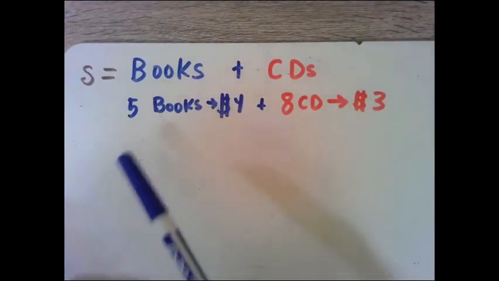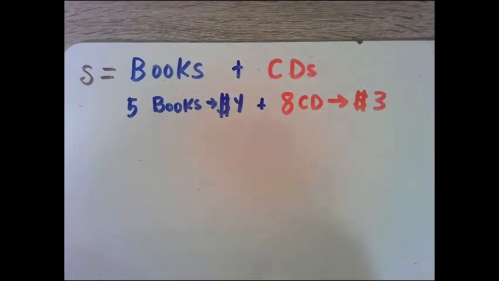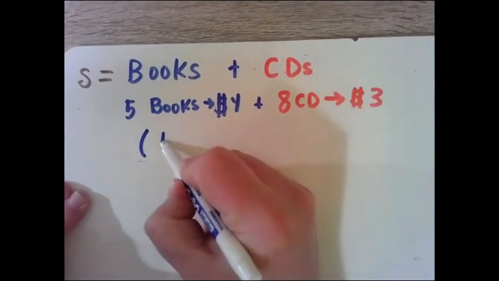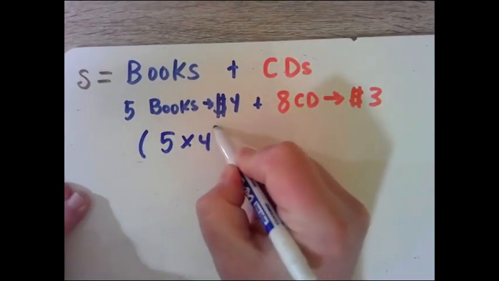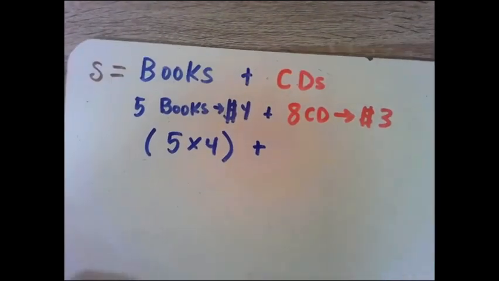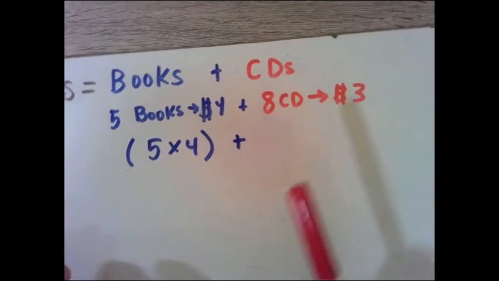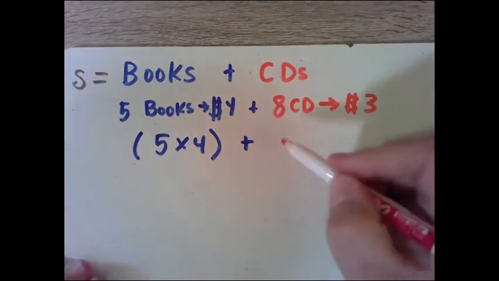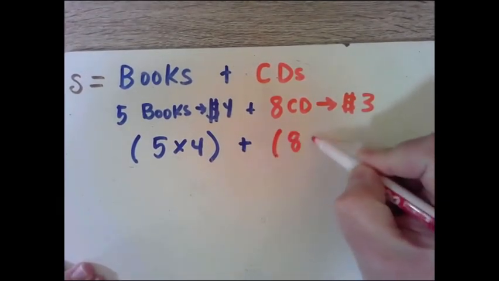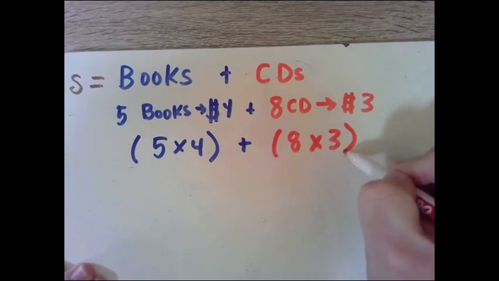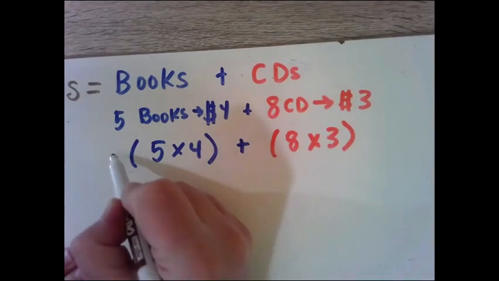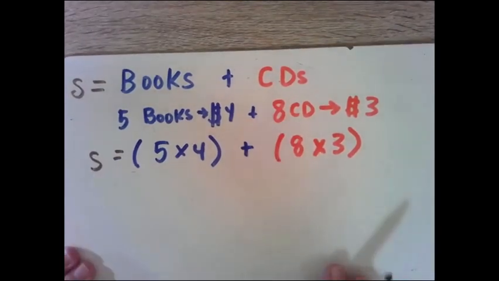So if we have 5 books at $4 each, we're going to group the books together in parentheses, and we're going to go 5 books times $4. All right, and then we're going to add that to the 8 CDs at $3 each. So again, we're going to group this in parentheses. 8 CDs times $3 each. Okay, and of course, that is going to equal our S.